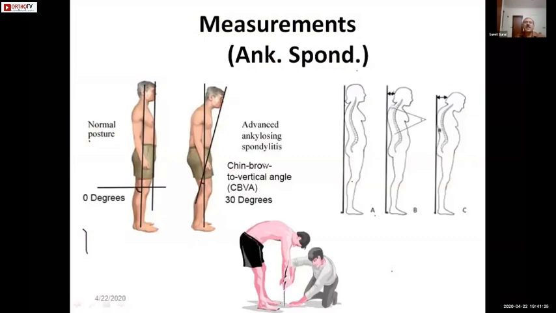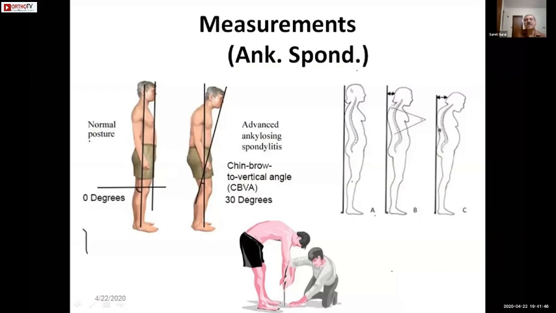The other measurement, which is very important, especially for recording the progress of a disease like ankylosing spondylitis, could be the chin-brow vertical angle, which normally should be 0 degrees, but in a patient with kyphosis, it would be progressive in ankylosing spondylitis.